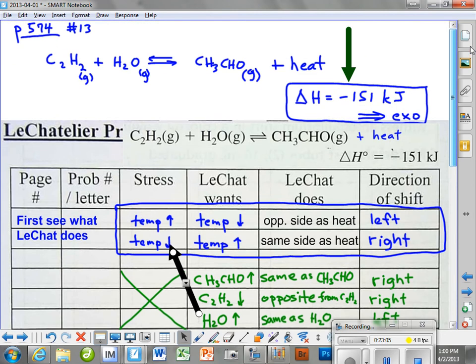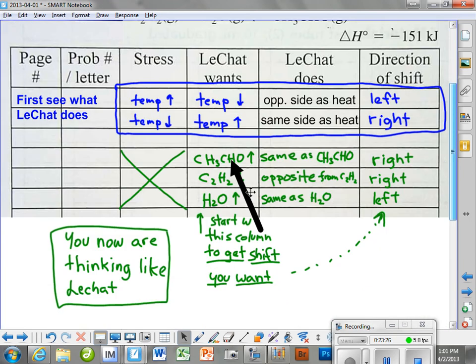So I hope you get a little better input here as to how to work these LeChatelier problems and why I did this in two pieces. This had to be done to find out what I need to do as a stressor to make LeChat do what I want him to do when we need to get more of this. So more of this happens with a right shift, and I go back here to see that a right shift is caused by my doing a temperature down shift. It's making sense, isn't it?